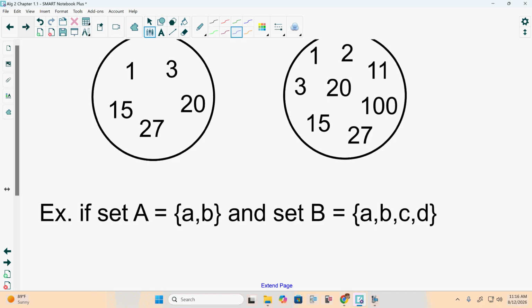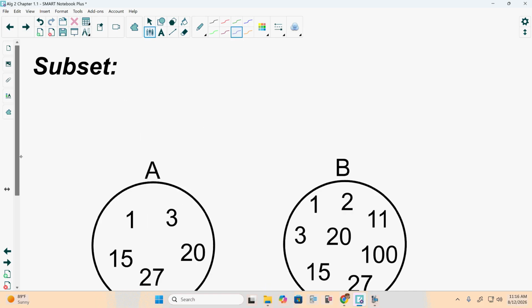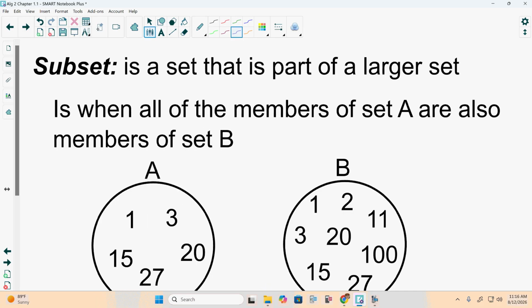The next thing I want to talk about is subsets. We know what a set is. We already talked about it. It's a collection of objects. Doesn't matter what those objects are, it's a collection of them. A subset is a set that is a part of a larger set. It is contained within that set. When all elements of set A are also contained in set B, we would say that A is a subset of B. If all the members of a set are contained in another set, it is considered a subset.